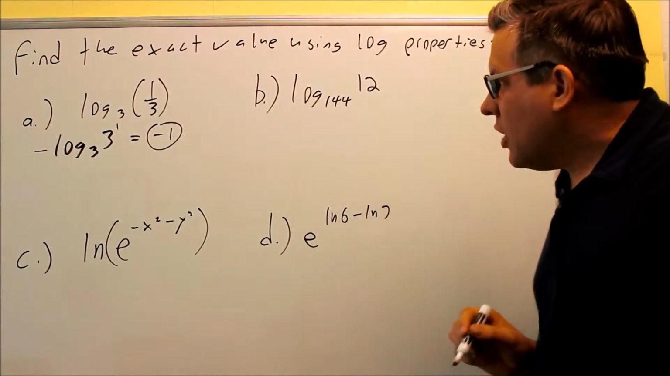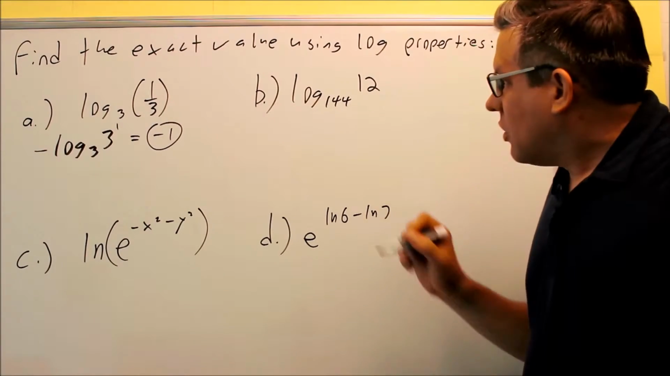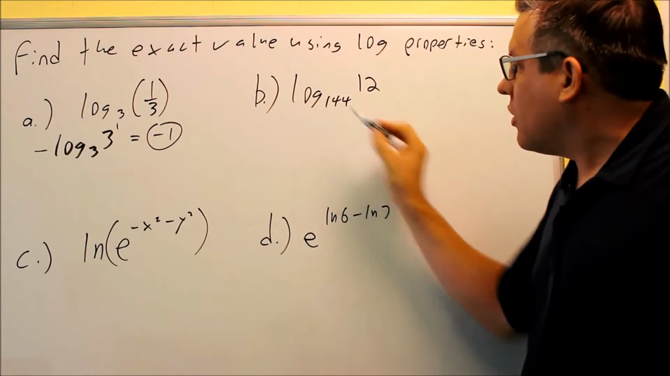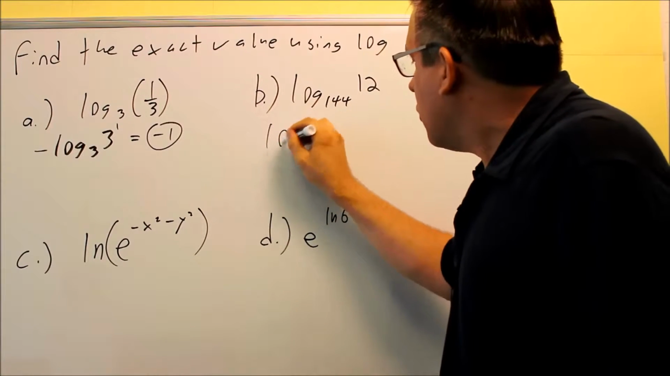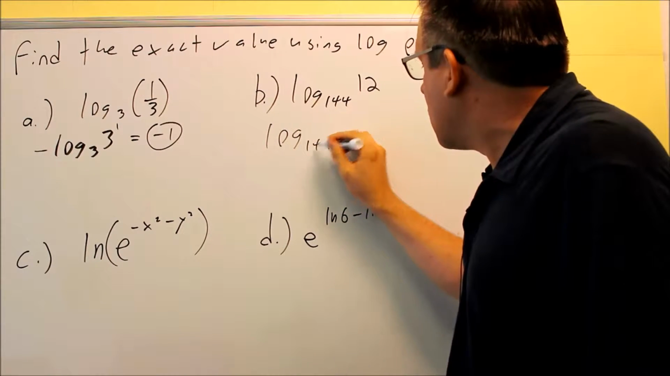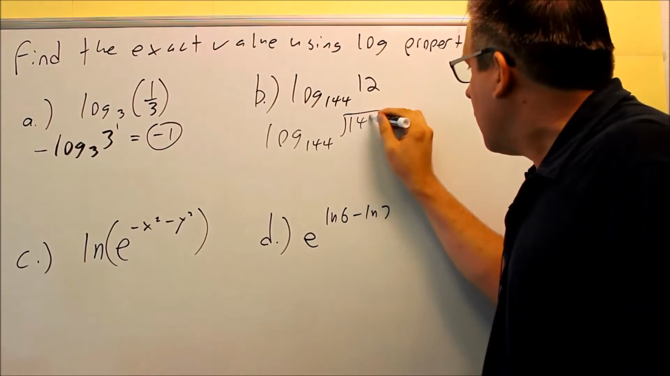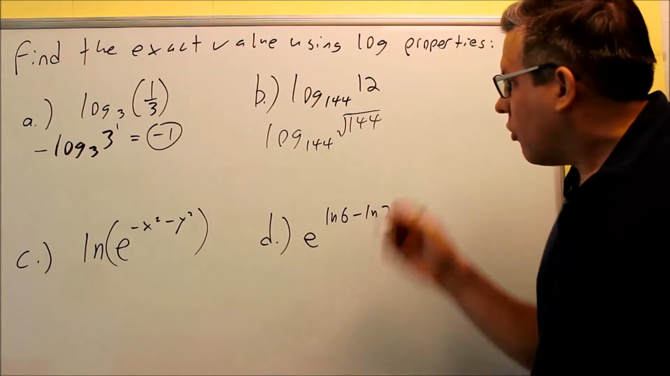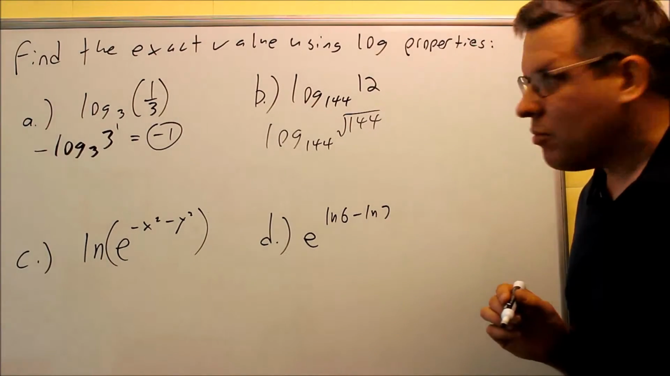Let's take a look at B. For this one, we have to do something first. We want to get the number that comes afterwards related to 144. So here's something you can do to rewrite it. We're going to leave the base as 144, but change the 12 into the square root of 144. We know that the square root of 144 is 12, so we're just rewriting 12. We're not changing the problem by doing that.